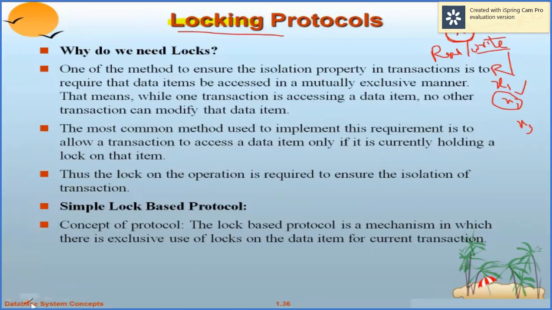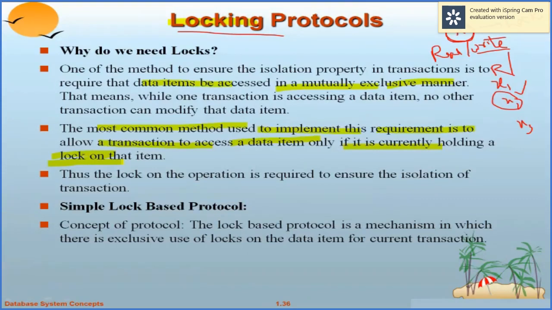One of the methods to ensure the isolation property in a transaction is to require that the data items be accessed in a mutually exclusive manner. So what is that mutually exclusive manner? This exclusive condition would happen only with the locks. The most common method used to implement this requirement is to allow access to the data item only if the transaction is currently holding the lock. So holding the lock is very, very important in order to make a transaction happen.